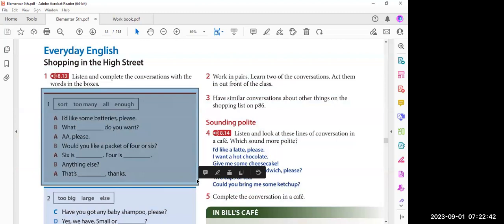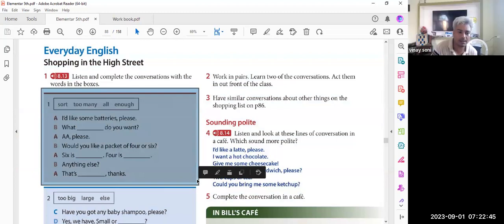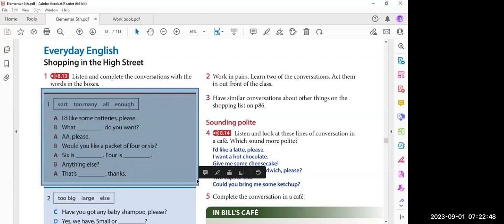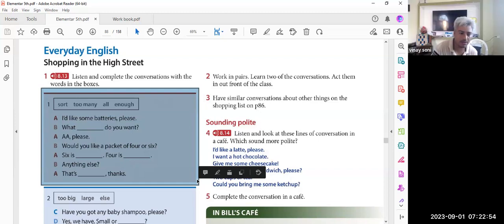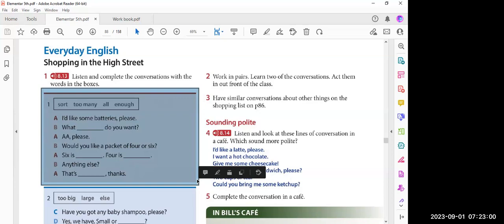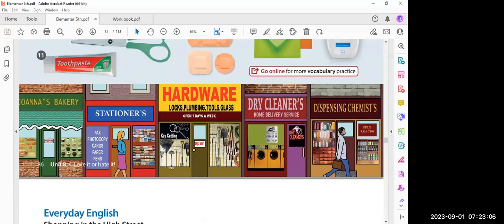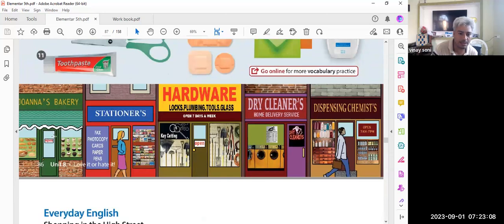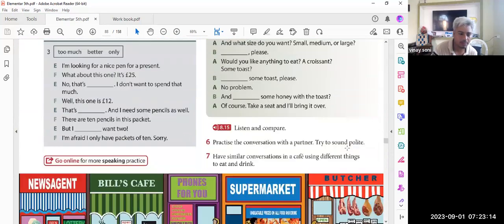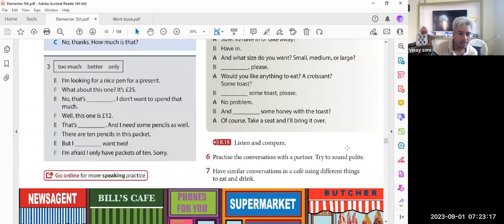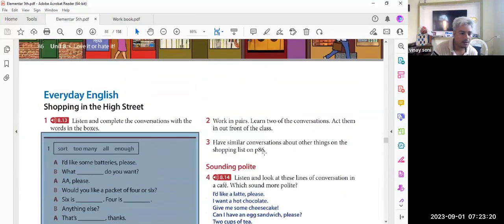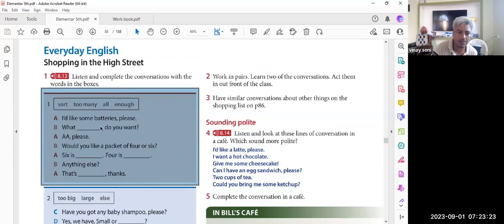Afreen, is this conversation at a baker's? No sir, it isn't. Where do you think it is? I think it's a stationer sir. It is at a stationer's. Yes. Maybe it could be at a hardware shop, right? Hardware shop. Yes sir. But it is certainly not at a baker's. It is not at a dry cleaner's. It is not at a chemist. Right. So, yeah. Okay. And the customer wants batteries.